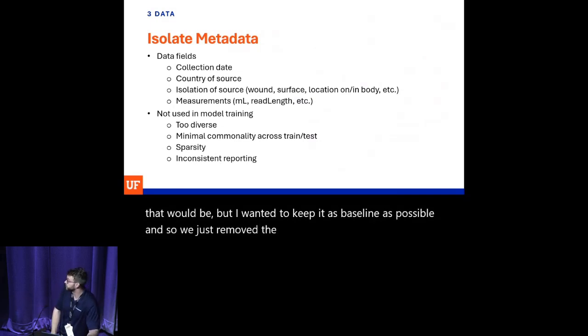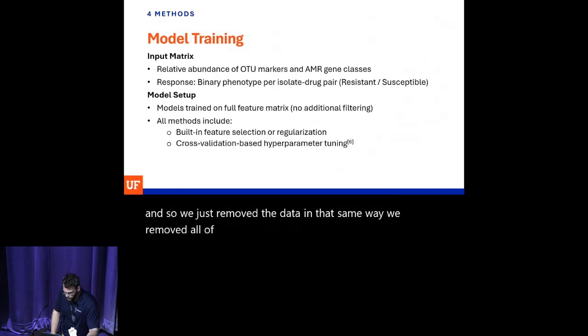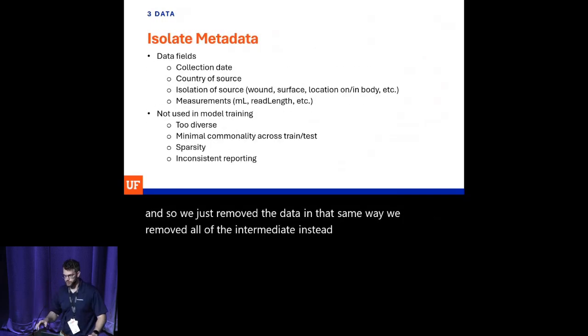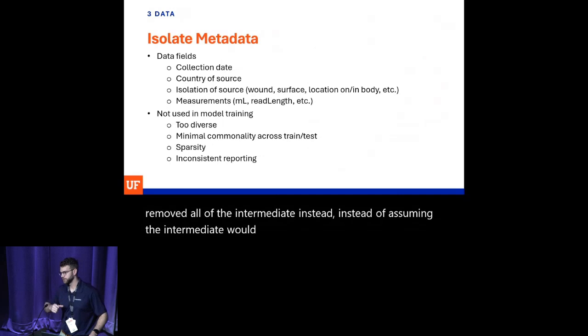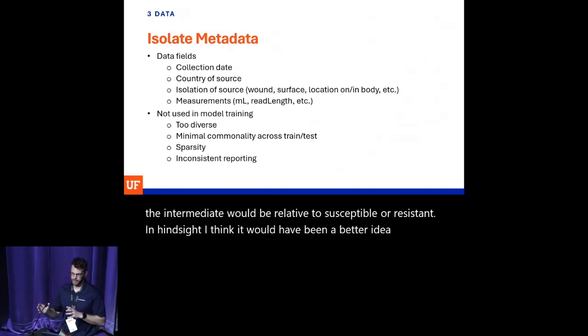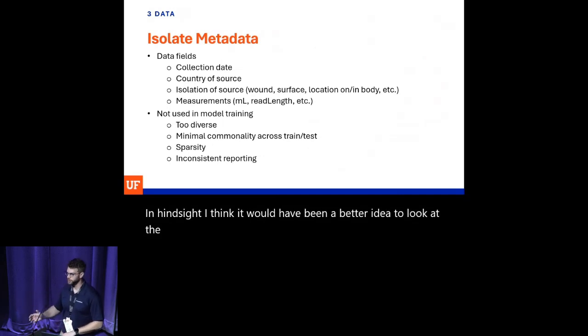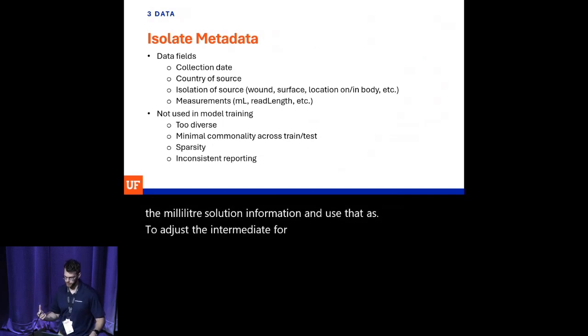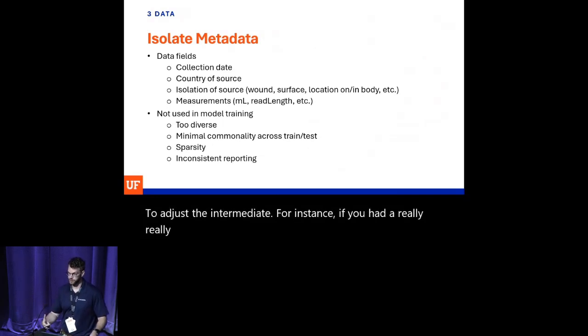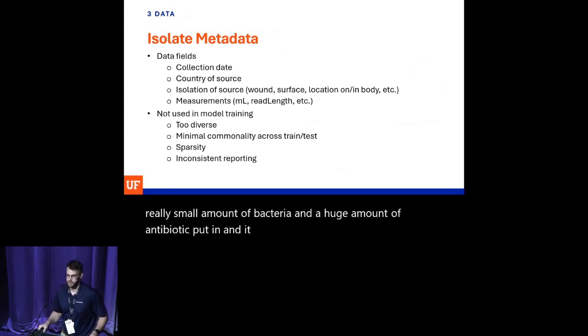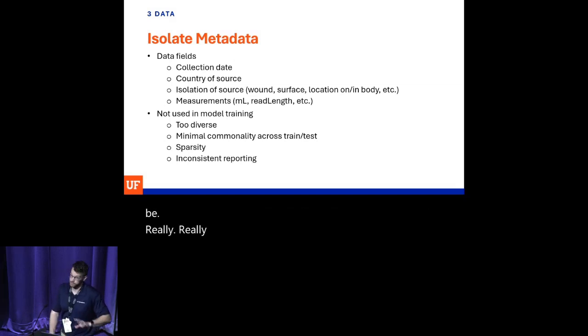In that same way, we removed all of the intermediate. Instead of assuming the intermediate would be relative to susceptible or resistant, in hindsight, I think it would have been a better idea to look at the milliliter solution information and use that as a way to adjust the intermediate. For instance, if you had a really, really small amount of bacteria and a huge amount of antibiotic put in, and it was intermediate, then that could just be really, really resistant, and vice versa.